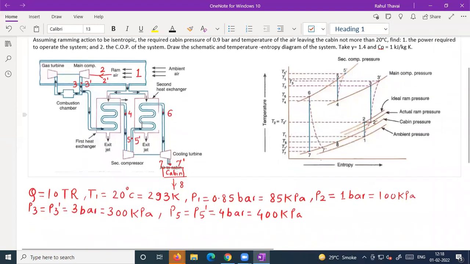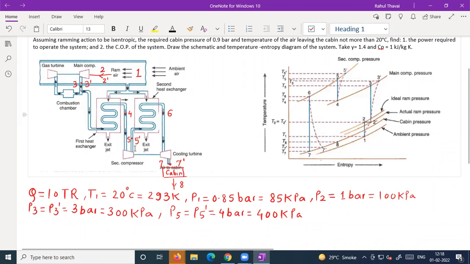Now just see here, all of you. What do you understand by this? Point number 5, or 5 dash, is nothing but the exit of the compressor. It is the exit of the secondary compressor.